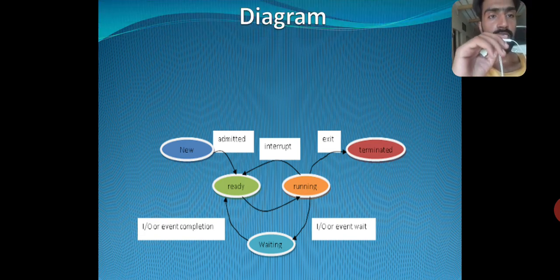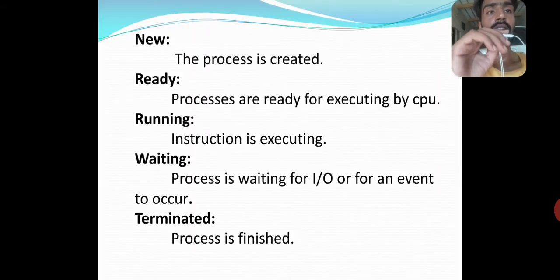Here is a diagram you can see: admit, interrupt, exit, event completion, or event wait. New: the process is created. Ready: processes are ready for execution by the CPU. Running: instruction is executing. Waiting: process is waiting for IO or for an event to occur. Terminated: process is finished.